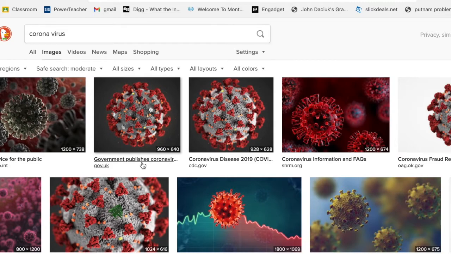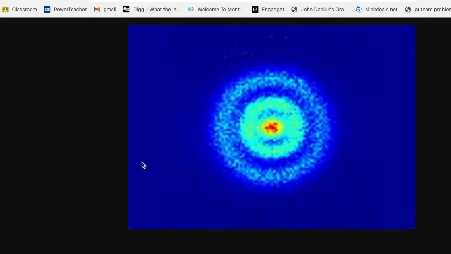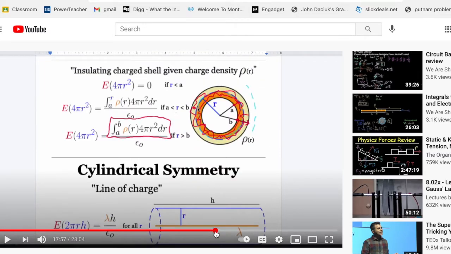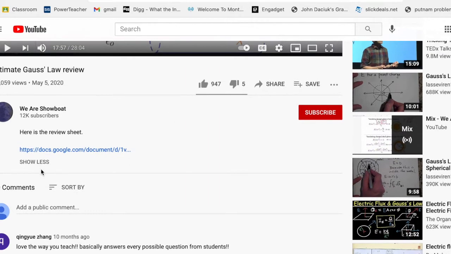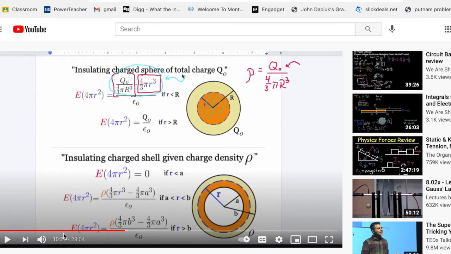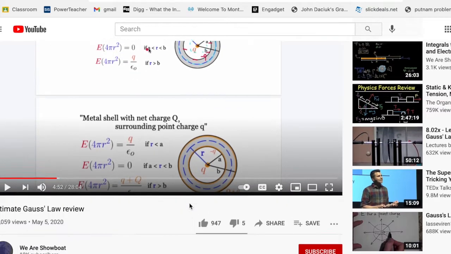Of course, we've learned the coronavirus is circular with little antennas sticking out. And this is helium under a microscope. And this is kind of like an atom, trying to get an idea of what an atom looks like. And this is just talking about Gauss's law, which has to do with looking at an orbit of a shell, and showing how the circle or outer part of a shell can contain an electrical charge.